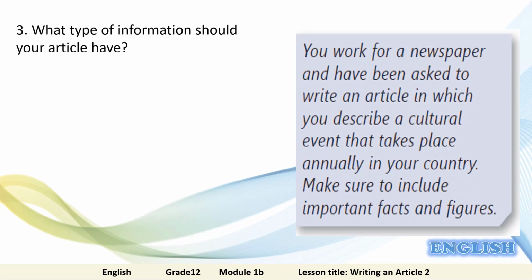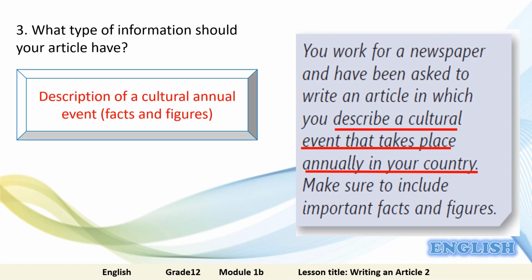Let's move on. What type of information should your article have? What information my article should include? Let's take a look here. You're describing a cultural event that takes place annually in your country. So it's a descriptive article describing an event that takes place every year in your country.